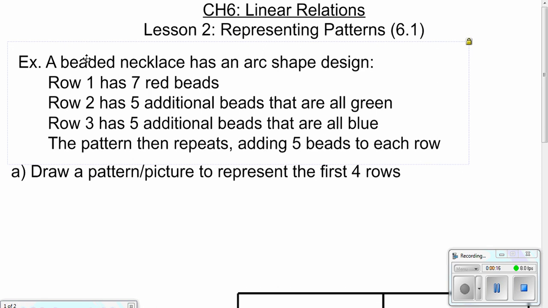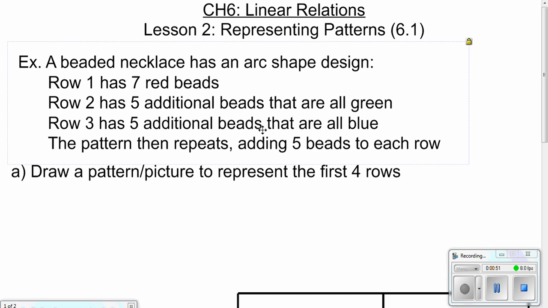So we're still looking at representing patterns. In this lesson, we're going to be working kind of backwards from lesson 1. In lesson 1, I gave you the drawing, and then you built the table, and you went to the equation, the expression, and put it in words and all that kind of stuff. This time, I'm going to give you either the written relationship or the table or something like that, and you will need to come up with what the pattern looks like. And also, I'm going to give you a table, and I'm going to ask you to find the relationship or the equation that matches that table.